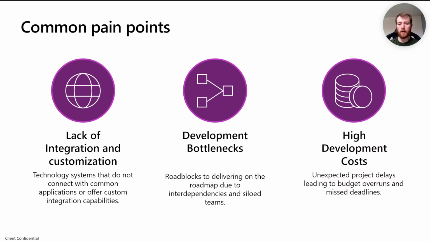When we're looking at development bottlenecks, again, those roadblocks which might turn up due to interdependencies and siloed teams, we've seen this before, and then high development costs. Again, multiple parts of a solution. The more parts you have, the more expensive it's going to be, especially with the integration. So if we can limit that, that's ideal.